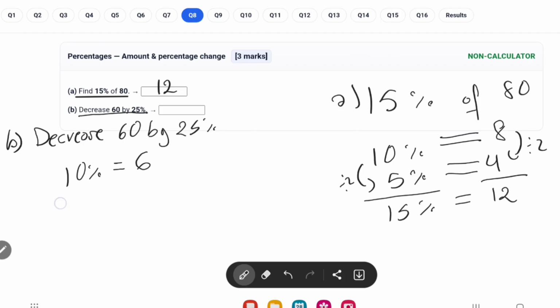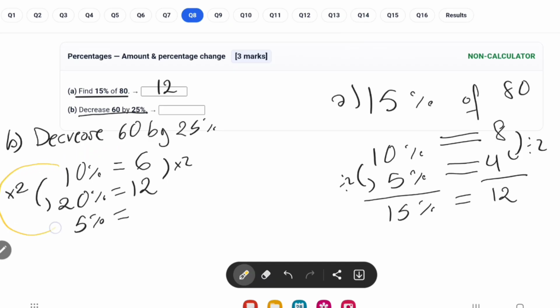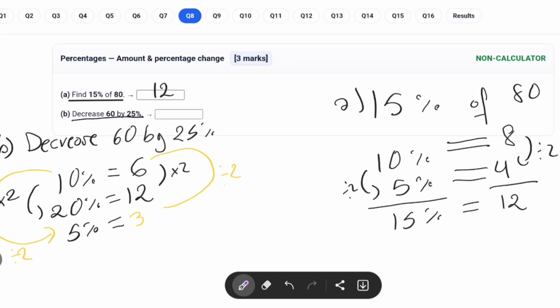Now that I know how much is 10%, it's very simple to find 20% because it's 2 10%. So basically I need to times by 2. If 10% was 6, 20% is gonna be 12. And I only need to find 5%. But do you remember how to do that? When I have found 20% and 5%, I only need to add them together. 25% is going to be 12 plus 3, which is 15.